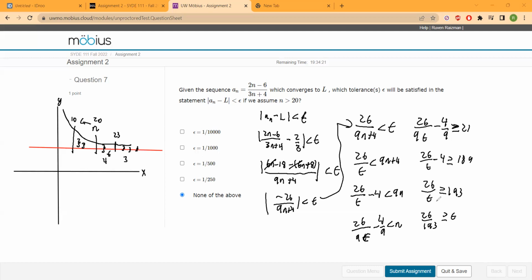So now in essence, we're just looking for an epsilon which is going to be greater than 26 over 193. And 26 divided by 193 is going to be about 0.13. So this is 0.13. And so what is smaller than that? So we're going to get what is smaller than 0.13.